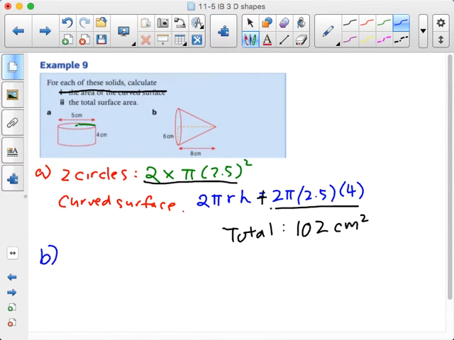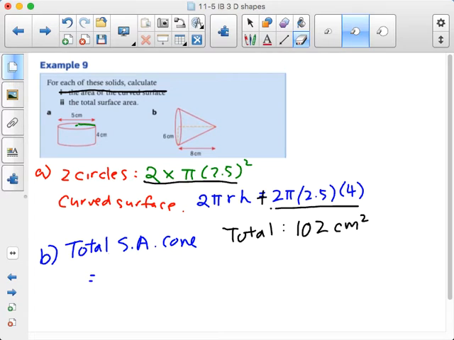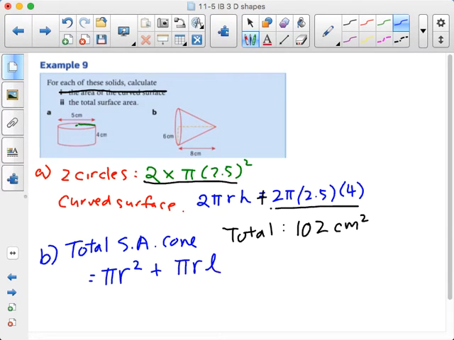Right, so hopefully you remember from your notes that the total surface area (SA) for a cone is equal to pi r squared, that's my base, plus pi r L. So I'm going to just plug in the whole thing right away.